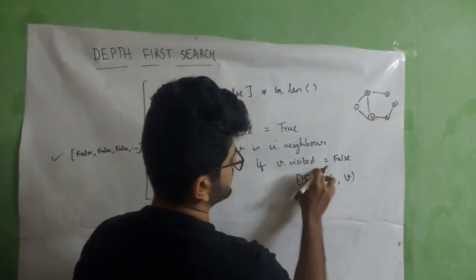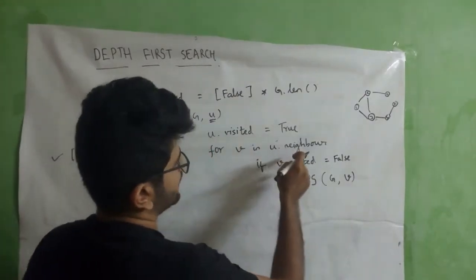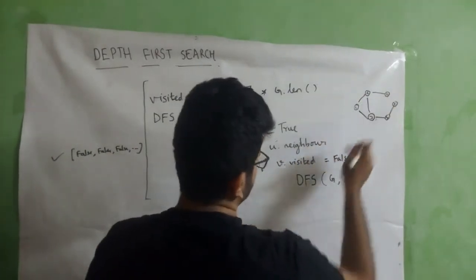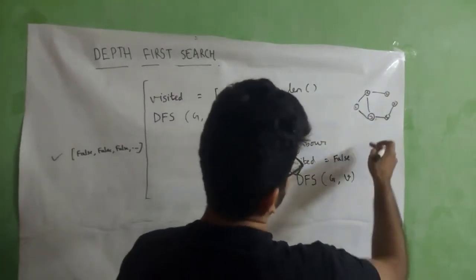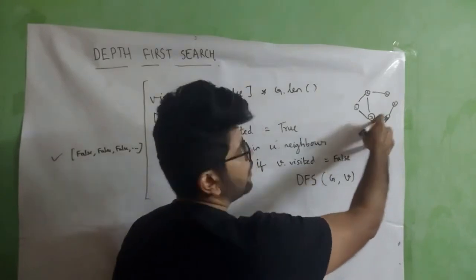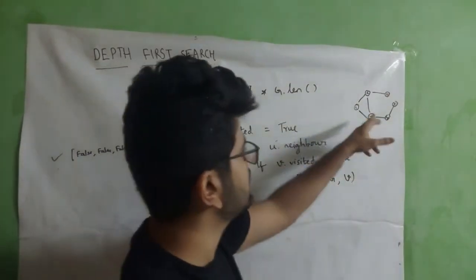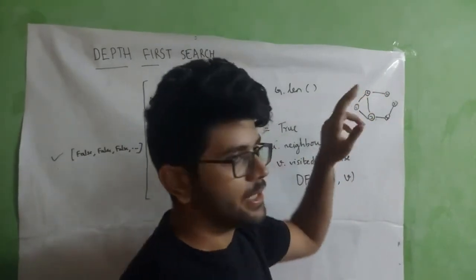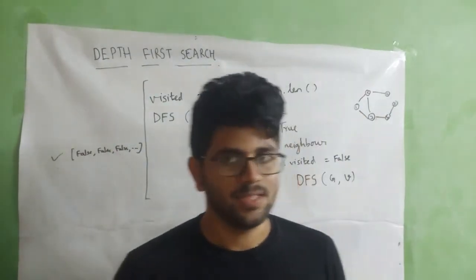So 2 dot visited is false, so it will be explored. Next, it will go back in the loop again. From 2, DFS of G, 2 will be called. Again it will go through the same loop. 3 is not explored, so it will go to 3, or 6, whichever is on top of the stack. Because of this recursive nature, it will go through the entire graph. It will explore all the vertices. And this is how the algorithm works. Thank you.